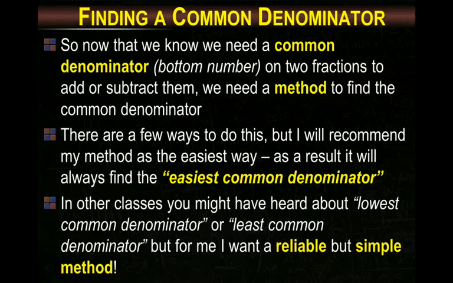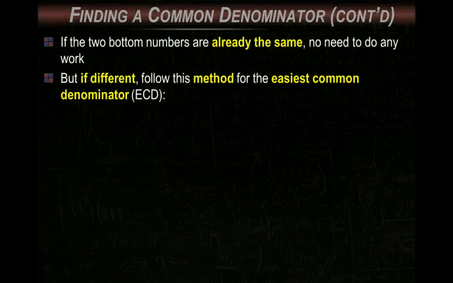Okay? So here's how we do it. We need a method for finding what I call the easiest common denominator. And I want to say easiest because I want to make it easy for you. It's not necessarily the only way to do it. As you may have heard, there's the lowest common denominator or the least common denominator. You'll hear math teachers use that term. But the way I want to teach you is reliable and simple. Hence the term easiest. Maybe I should have called it the simplest common denominator. Okay. Here's how it works.